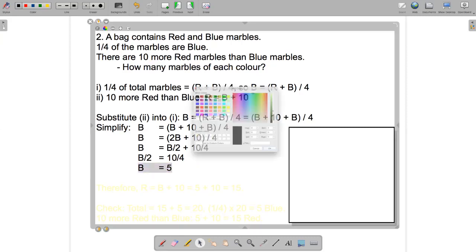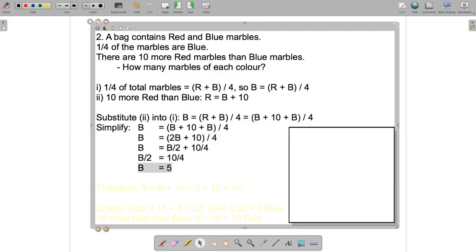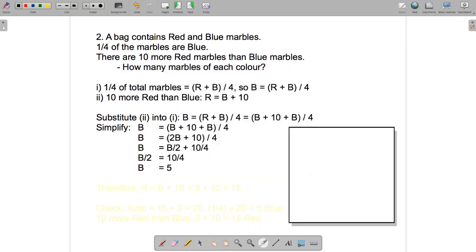So I've found that B is equal to 5, and then I can go back to this equation to find out what R is equal to. R is equal to B plus 10. If B is 5, R is equal to 5 plus 10. R is equal to 15.